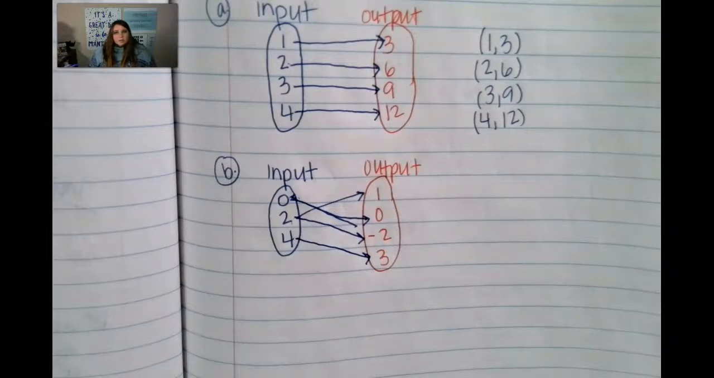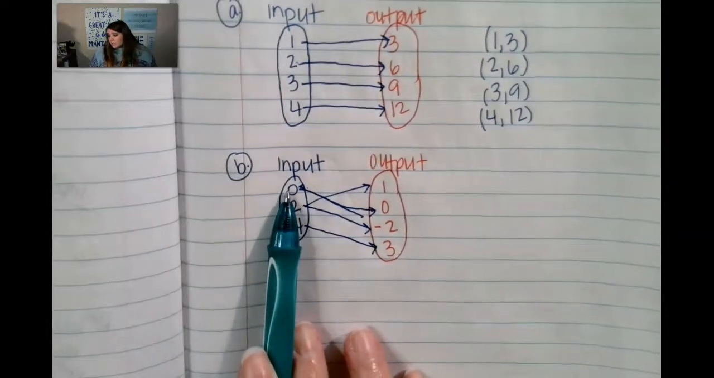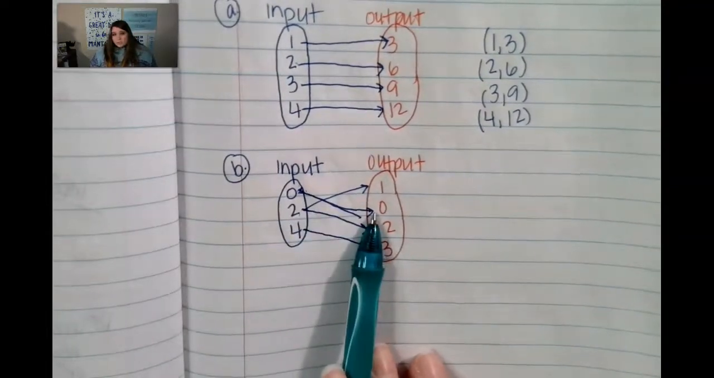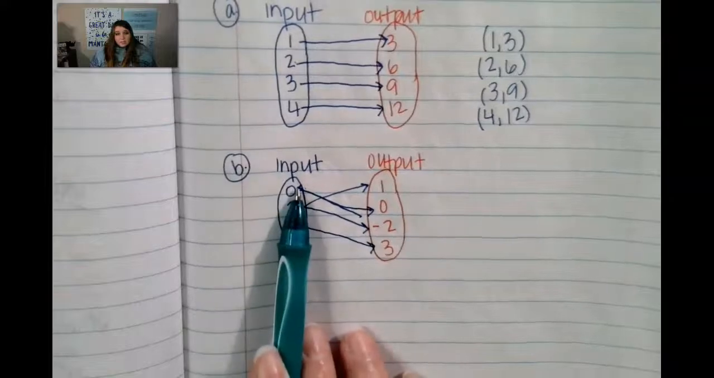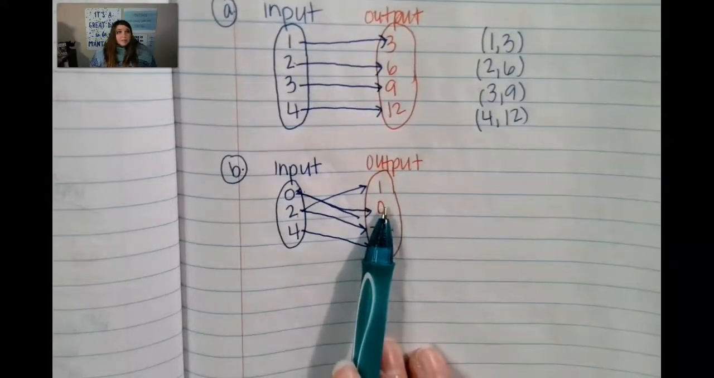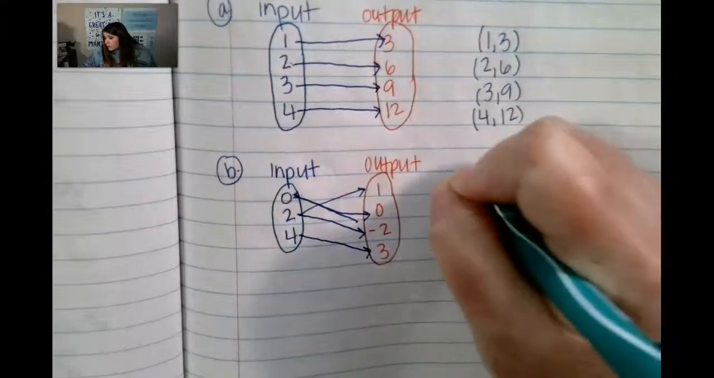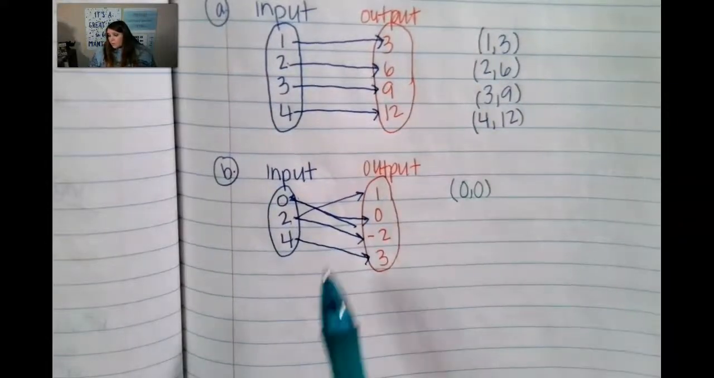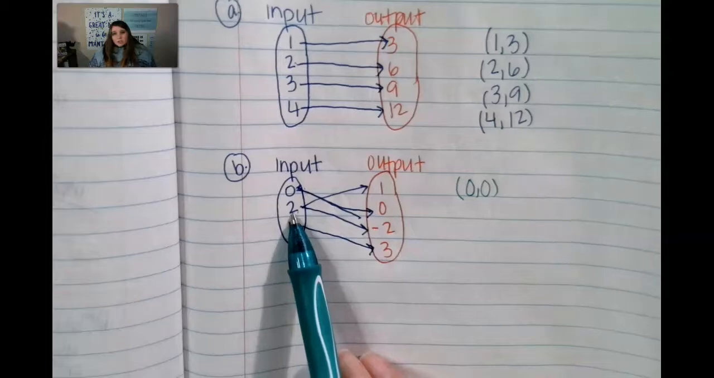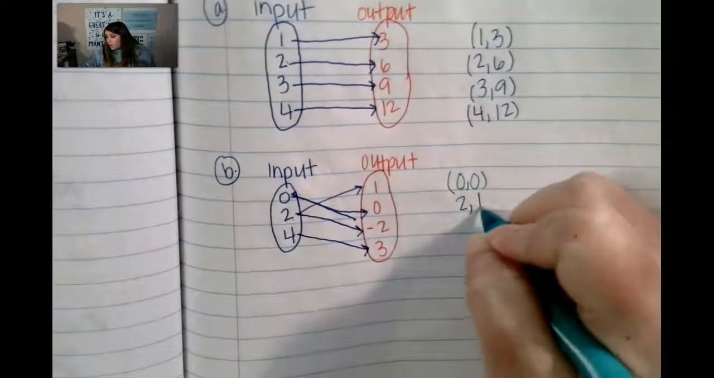So our job now is to create some ordered pairs. We're going to create ordered pairs just by following the lines. So when I look at this, I can see that 0 goes to 0. So my x value is 0. That means that my y value is then going to be 0. So my first ordered pair is 0, 0. My second ordered pair, when x is 2, it equals 1. So I'm going to write 2, 1.